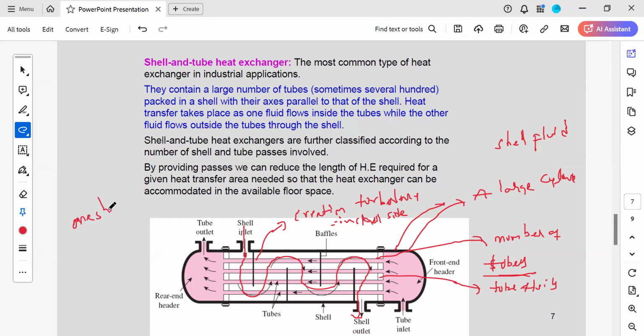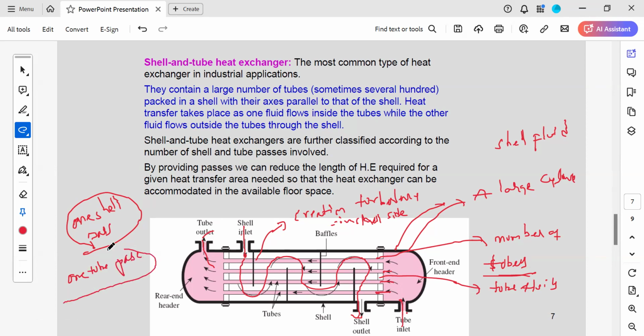One shell pass: entering one side and leaving the other side of the heat exchanger is called one shell pass. Tubes also: the tube fluid will be entering here, flowing in the number of tubes like this, and leaving this side. So tube fluid also enters one side and leaves the other side. That is called one tube pass.